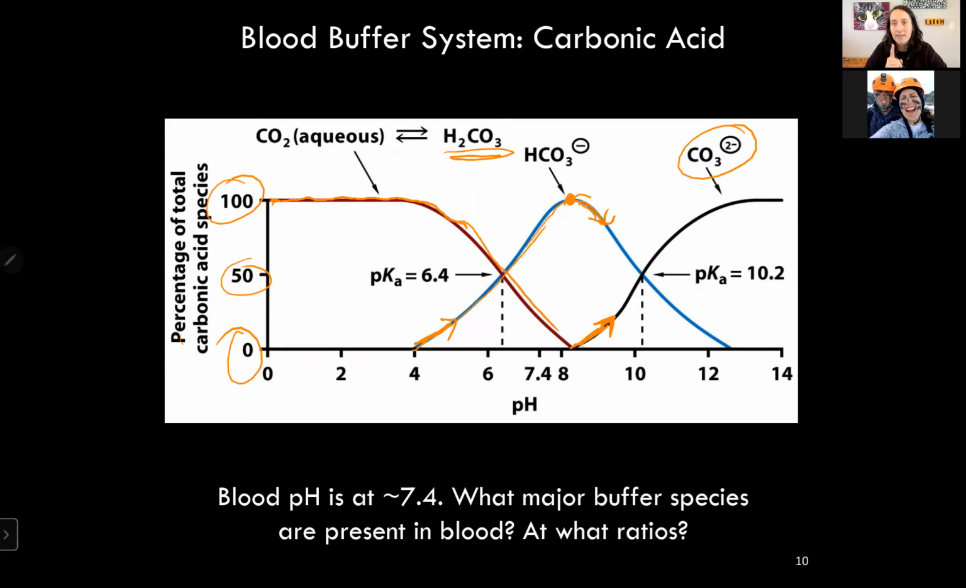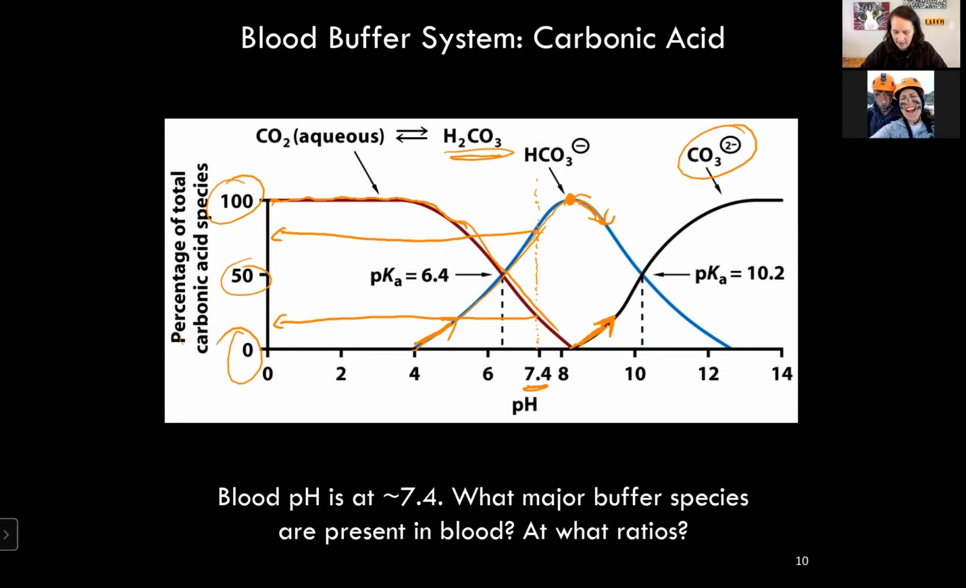So the blood isn't 7.6 like the intracellular pH. The blood pH is about 7.4, so that's marked here on our x-axis, which is pH. If we were to draw a line straight up, we could see the percentages roughly of all the species present at pH 7.4. It looks like it was maybe 25% acid and 75% monobasic. So that's how you would read this type of curve.